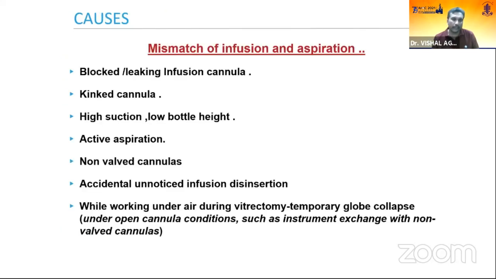The basic logic behind globe hypotony is that there is a mismatch of infusion and aspiration. That can be due to a blocked or leaking infusion cannula, a kinked infusion cannula, a high suction and a low bottle height, active aspiration which is not matching your IOP, non-valved cannulas, and disinsertion of the infusion, as many videos showed. While working under air during vitrectomy, temporary globe collapse can occur. More specifically, under open cannula conditions such as frequent instrument exchange with non-valved cannulas, globe hypotony can occur.